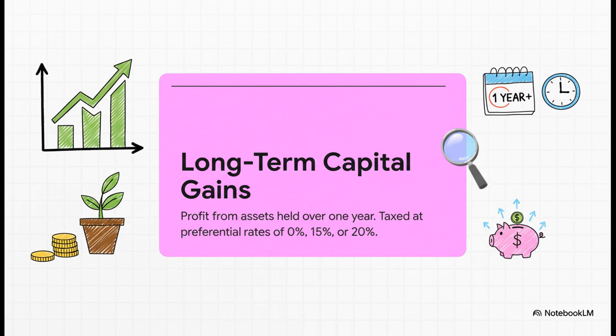Okay, but here's where it gets really interesting. The tax code gives a special deal for what's called long-term capital gains. If you hold on to an investment for more than 1 year before you sell it, the profit you make gets taxed at these special, much lower rates. This is basically the government's way of saying, hey, we want you to invest for the long haul, not just flip things for a quick buck.